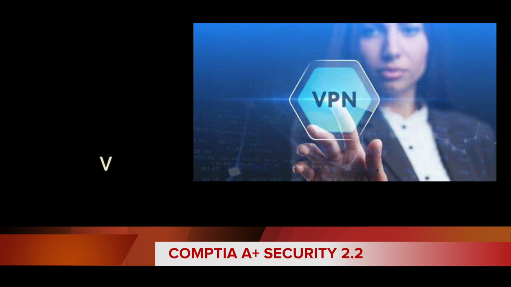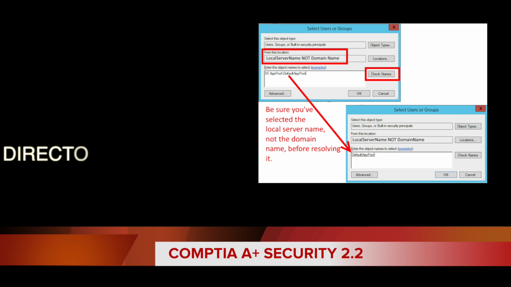A VPN, which stands for Virtual Private Network, is a service that establishes a secure and private connection to the Internet. Directory permissions include attributes of files and directories that control the ability of users to read, change, navigate, and execute the content of the file system.